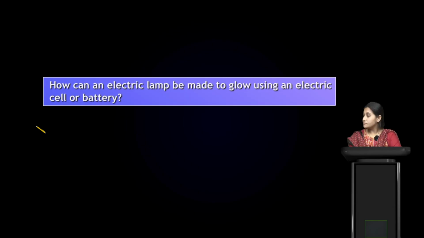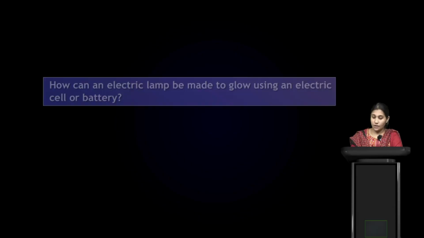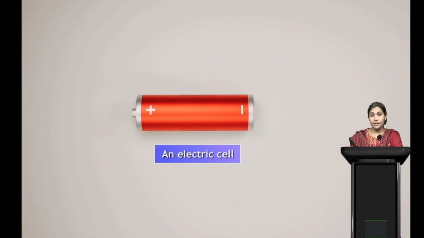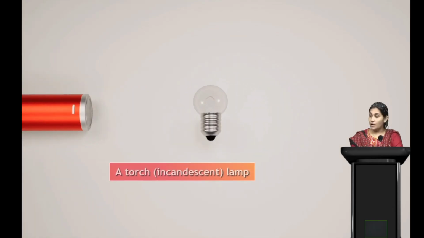So let's see what we have. Now, how can an electric lamp be made to glow using an electric cell or battery? Means how can we make an electric lamp glow by using an electric cell or a battery? So let's see. This one is an electric cell. The electric cell also has one positive terminal and another negative terminal. This part is the positive terminal, this part is the negative terminal.